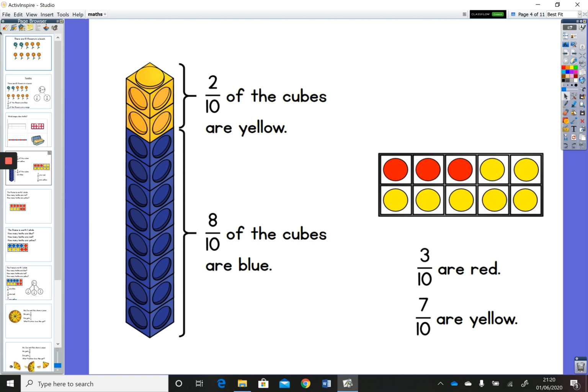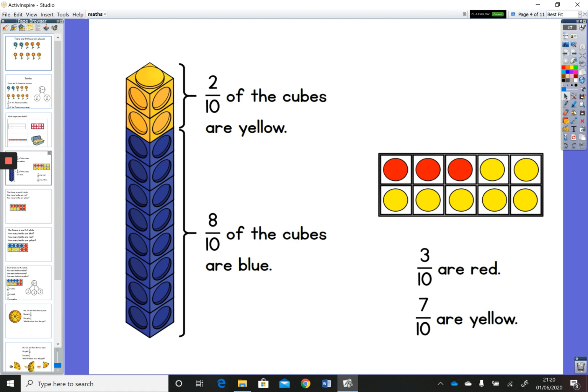Also, if we were at school, I would probably show you what it looks like on a tens frame with the yellow and the red counters, which is what you can see on the right-hand side. Here we have 3/10 of the counters on this tens frame are red, and 7/10 are yellow. If you think about it, 3 plus 7 is 10, so 10 over 10 is the whole.